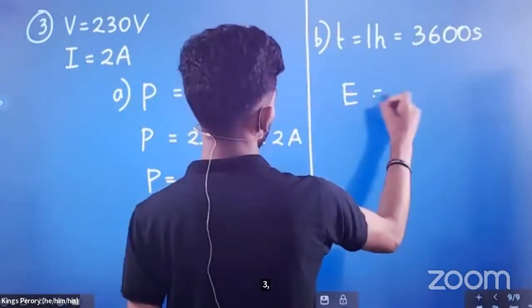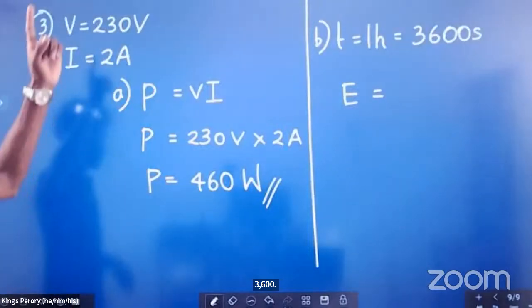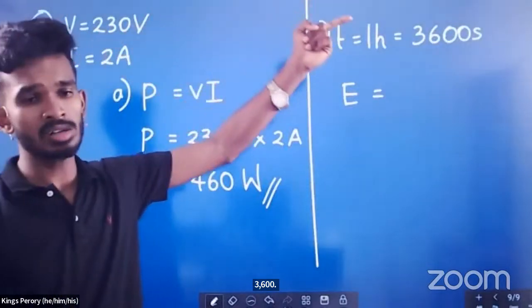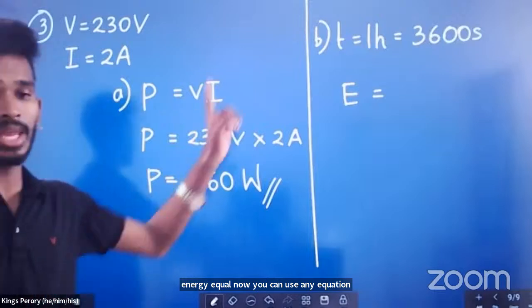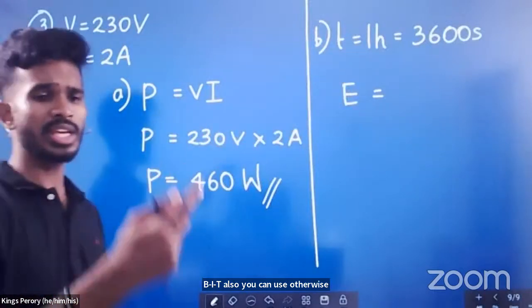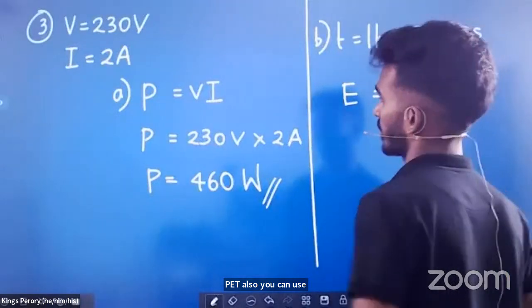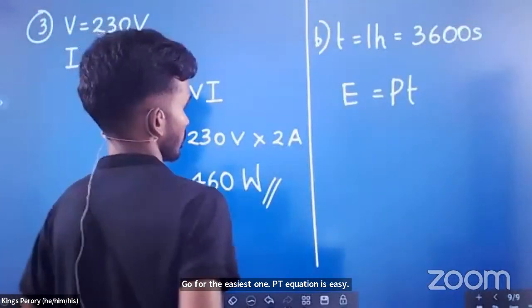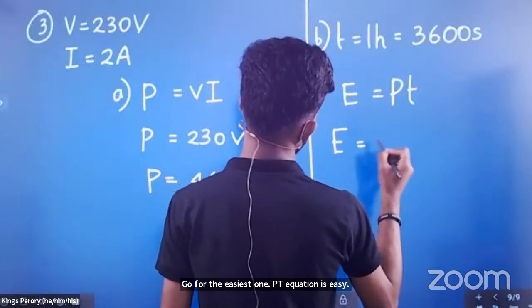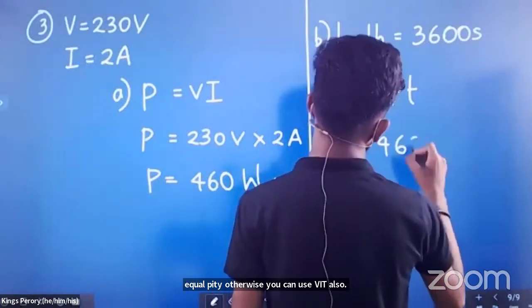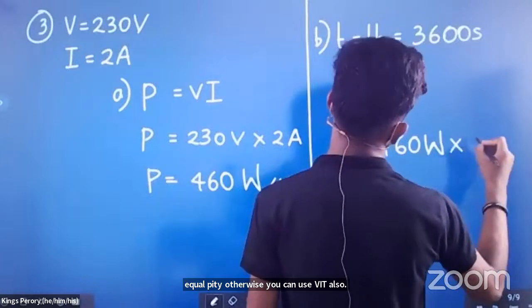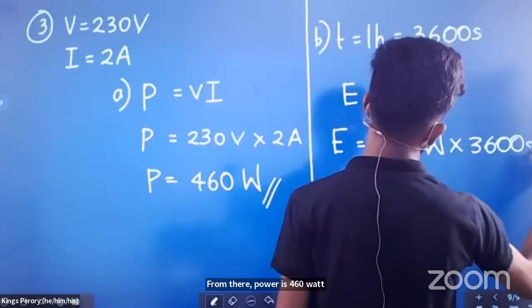Energy equal, now you can use any equation. VIT also you can use, otherwise PT also you can use. Go for the easiest one. PT equation is easy, no? E equal PT. Otherwise, you can use VIT also. From there, power is 460 watt. Time is 3,600 seconds.